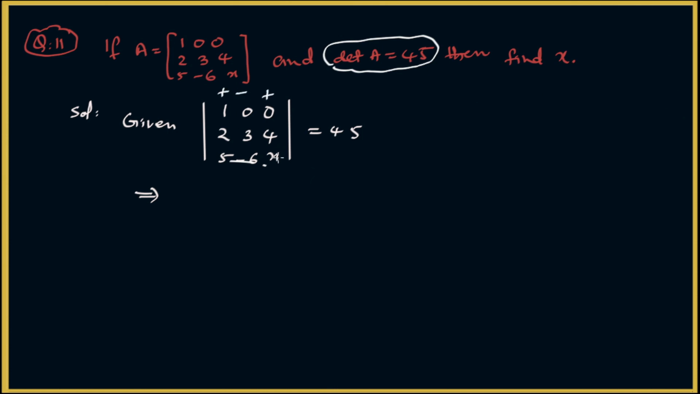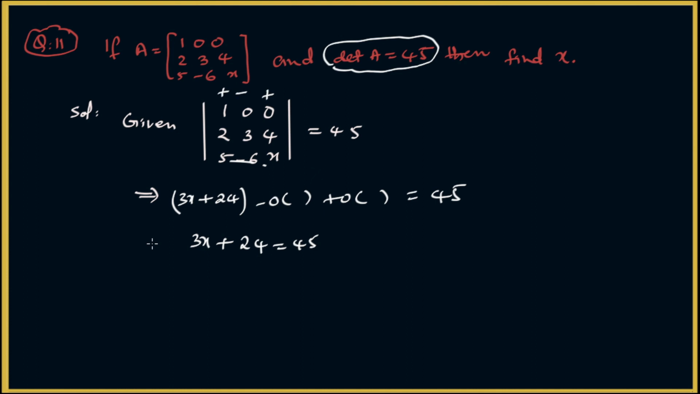We have to find the determinant. So how to find the determinant? For the first element, leave the first row and first column, and cross multiply. So 3 into x becomes 3x, minus of minus 6 4s are 24, minus 0 into something, you will get 0 anyway, plus 0 into something, you will get 0, equals 45. So 3x plus 24 equals 45.